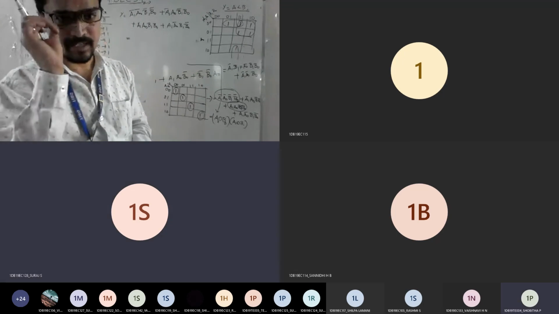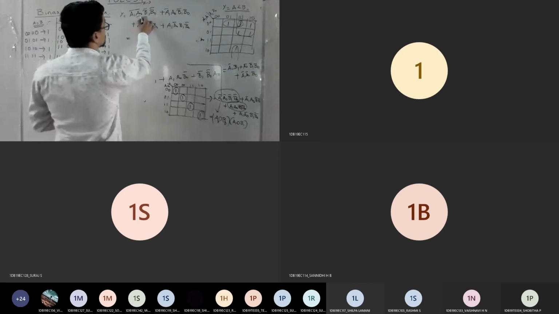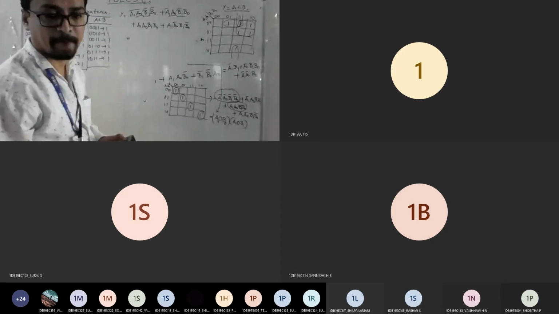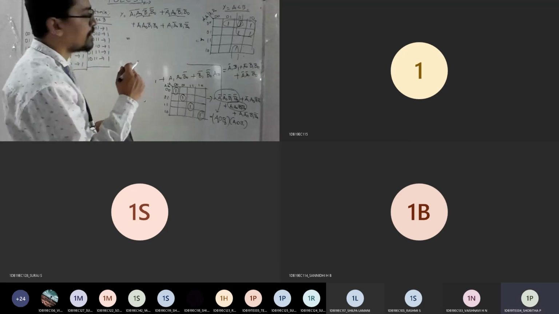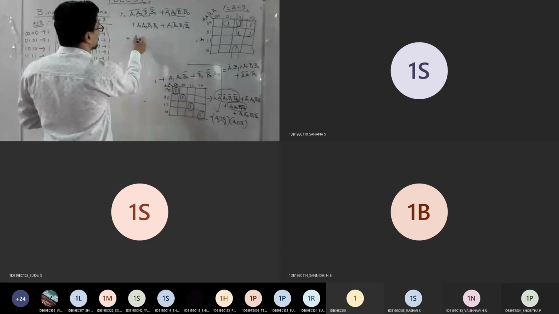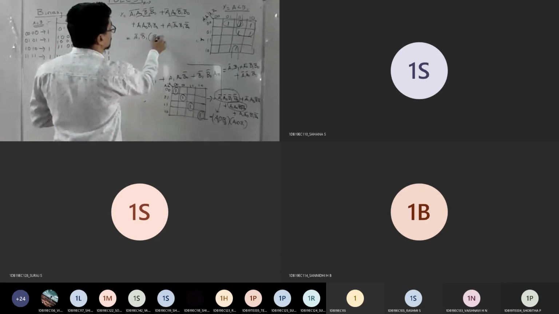Yes, sir. So now tell me how to do this. What are the things I can take common from the first two terms? Only A1 bar, B1 bar. I can take A1 bar, B1 bar common. So what is left out?